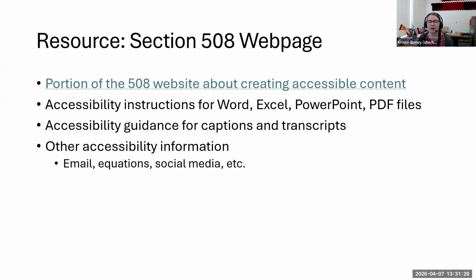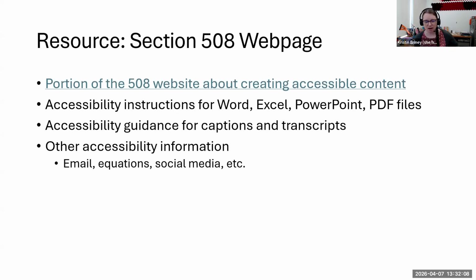Another resource that I really like is the Section 508 webpage. I mentioned Section 508 when I said that all government content needed to be accessible. So what the government did was create a website that walks through how to make files accessible in various formats. Nominally Microsoft Word, because Microsoft products have most accessibility features built in. And so the 508 website gives information on Word, Excel, PowerPoint, and PDF, among other things like guidance for captions and transcripts, accessibility of email, equations, social media.